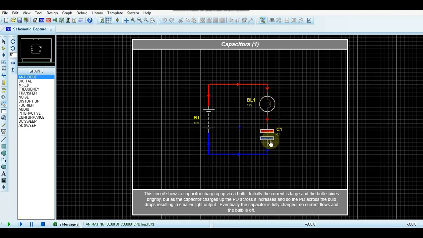As soon as this capacitor is fully charged, it has accumulated charge across it, so there is no charging current flowing through it. If the charging current is 0, this bulb is not shining. Okay, so hope you understand the behavior or charging profile of a capacitor by using a bulb.